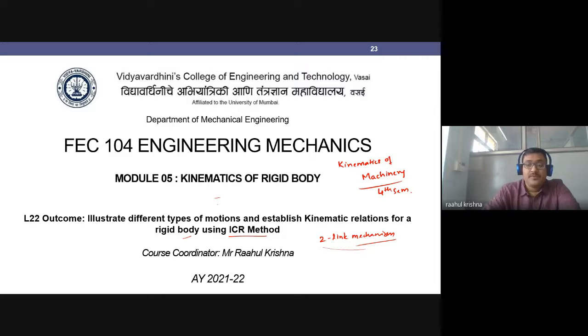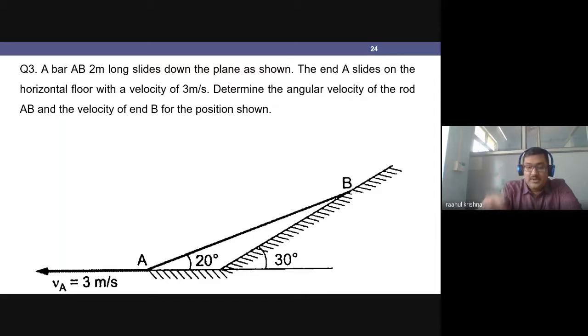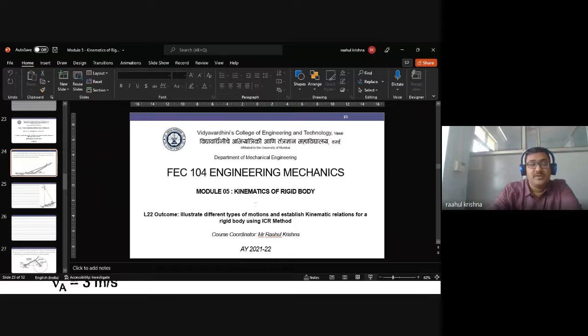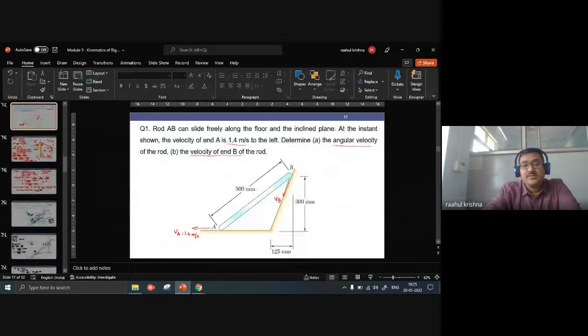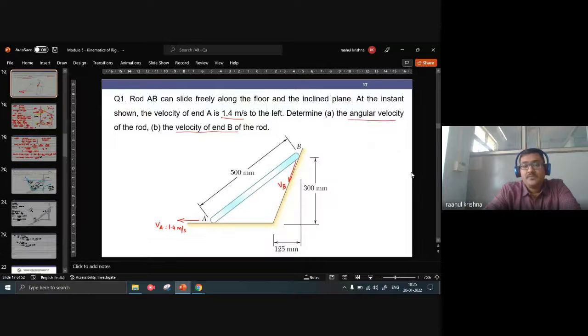Now let us continue our discussion. In our previous session, we had taken two problems on kinematics of rigid body. This was the first problem that we took, and in this problem, by using the ICR method, I had to compute the angular velocity of the rod, and then find out the velocity of the other end of the rod.